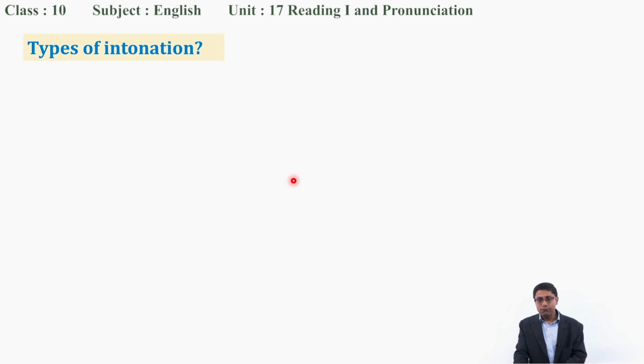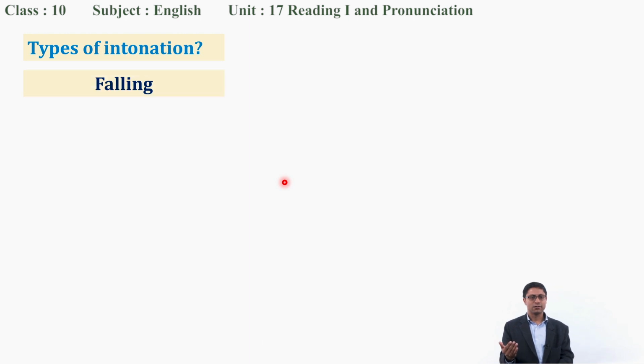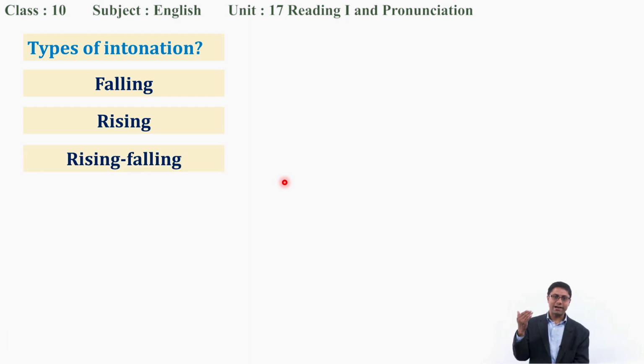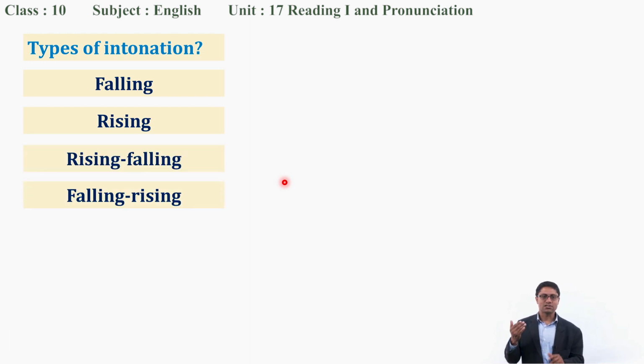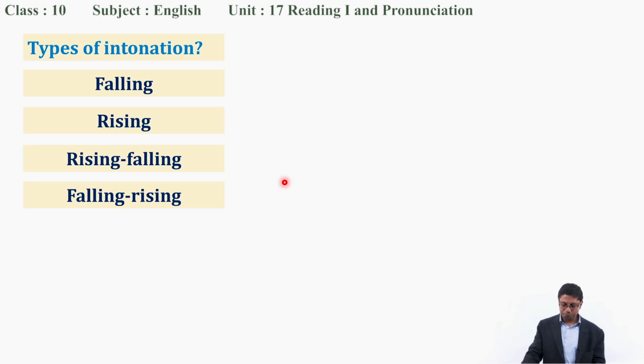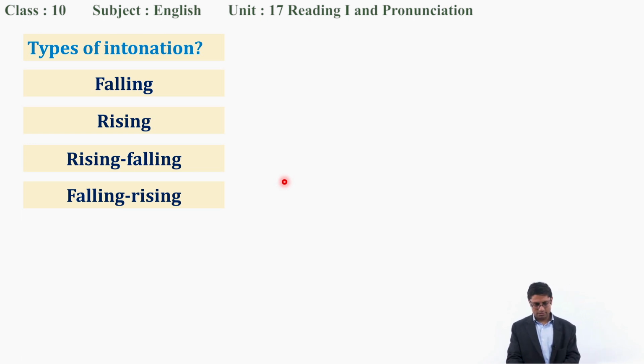There are mainly 4 types of intonation. Can you recall them? You have already learned in unit 7. The first one is falling intonation. Next, rising. Next, rising-falling, and next, falling-rising. Okay, let's look at them very briefly.